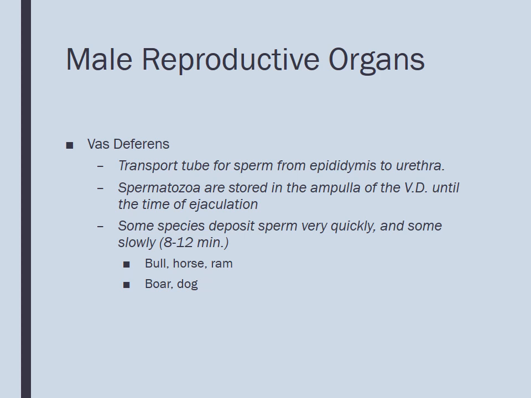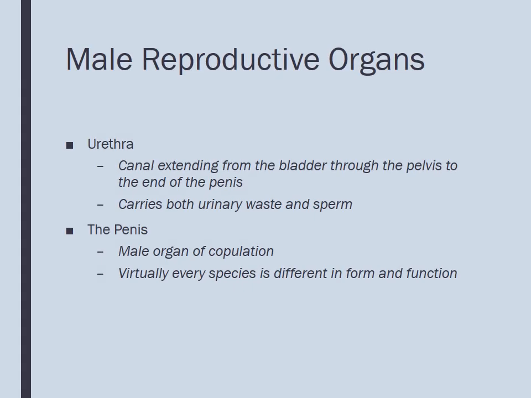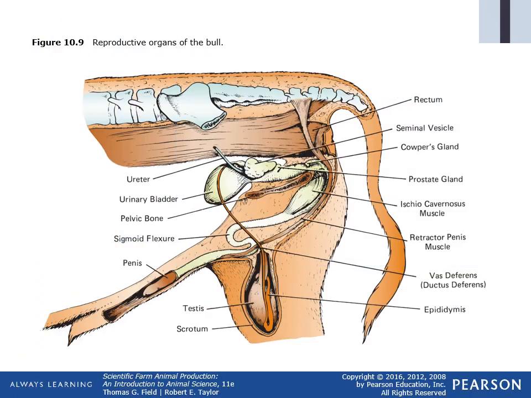We'll store them until the time of ejaculation, which, depending on the species, might happen very, very quickly, and it might happen very, very slowly, depending on whether you're a bull or a horse or a ram versus a boar or a dog that does it quite slowly. Again, the urethra is right there, extending from the bladder through the pelvis and the end of the penis. That's waste excretion, and the penis is the male organ of copulation. And virtually every species has a little bit different variation in form.